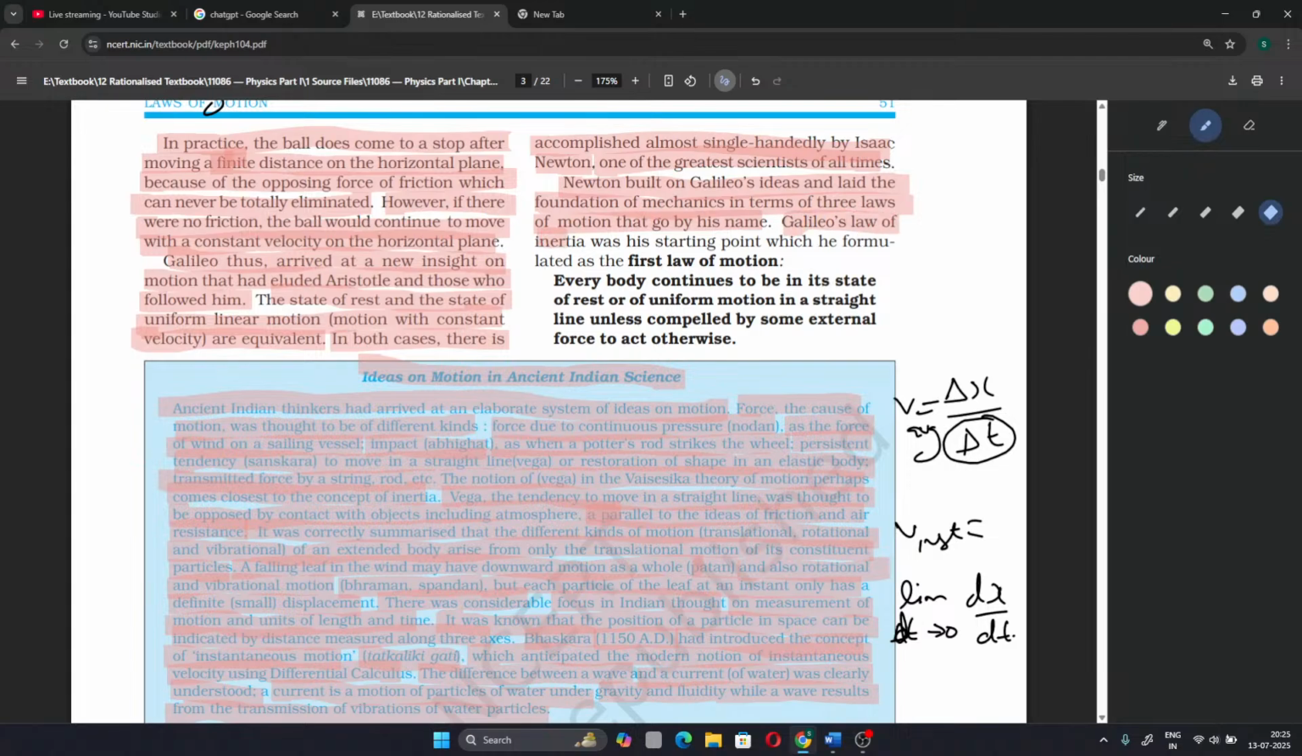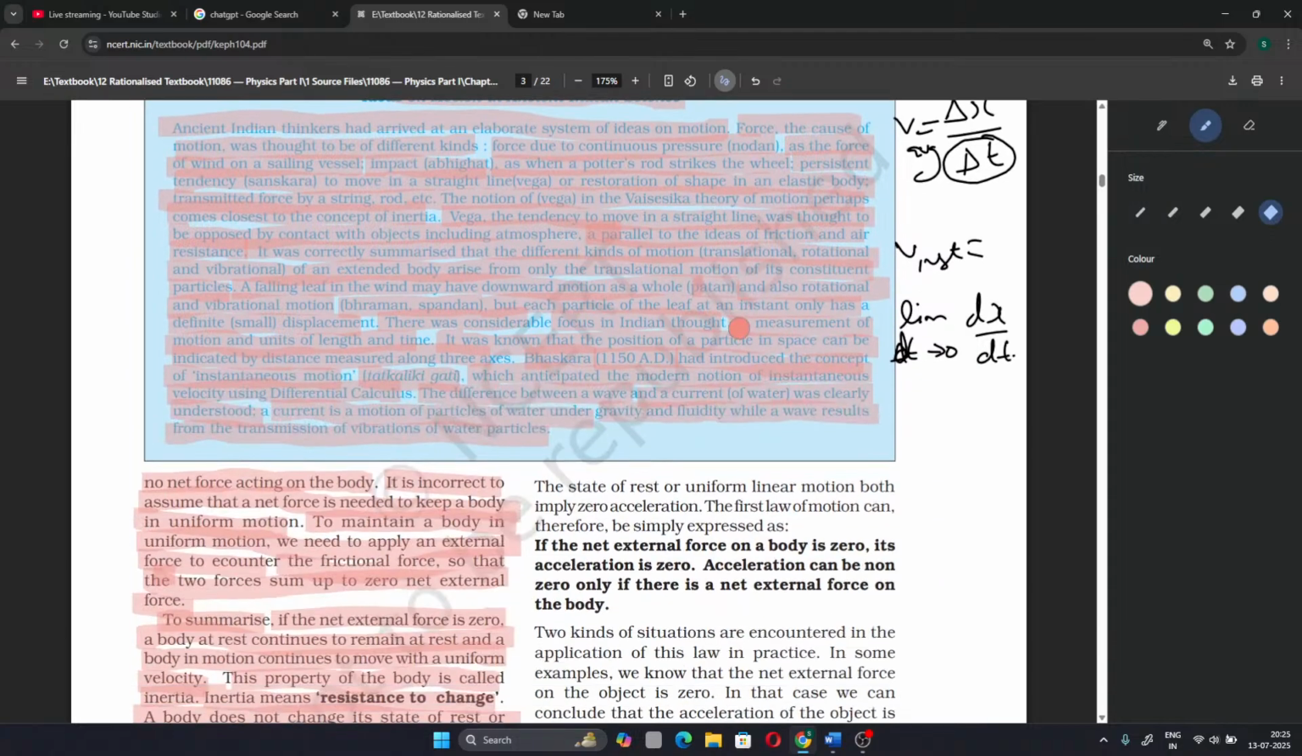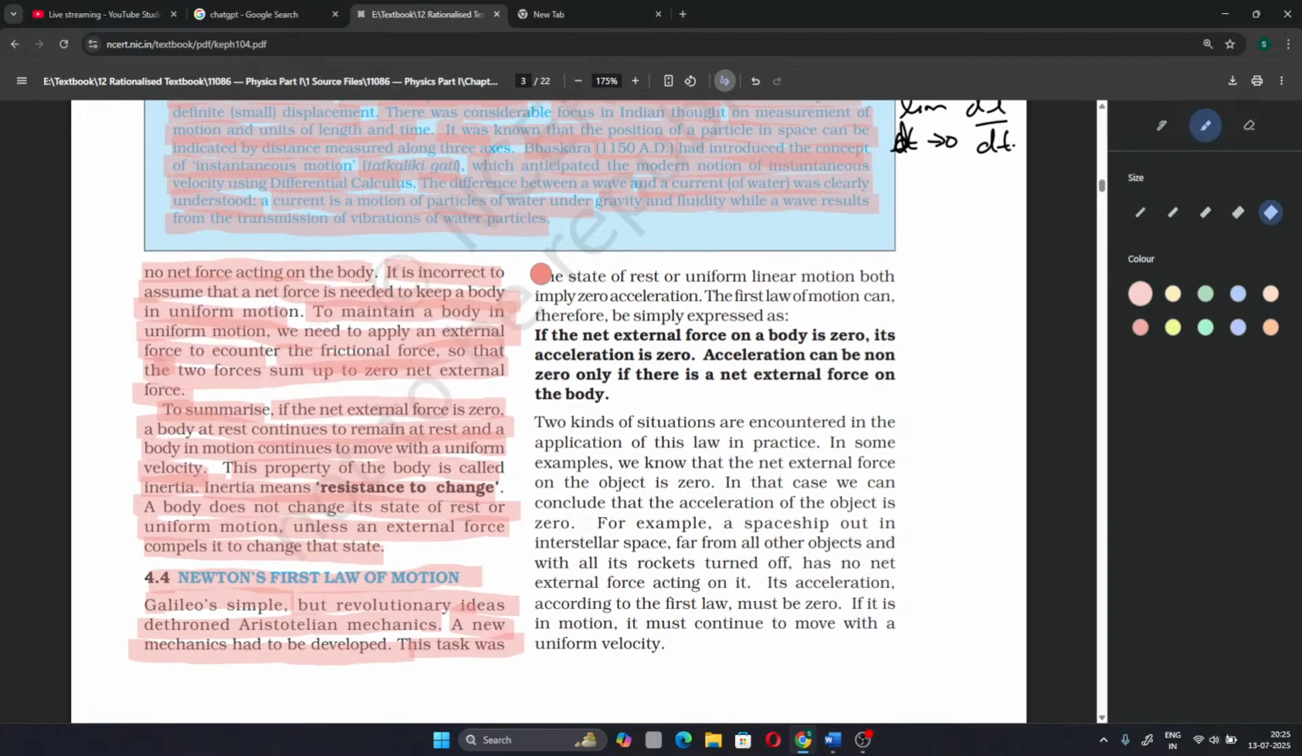Galileo's law of inertia was his starting point, which Newton formulated as the first law of motion. Every body continues to be in a state of rest or uniform motion in a straight line unless compelled by some external force to act otherwise. The state of rest or uniform linear motion, both these states imply zero acceleration on the body.